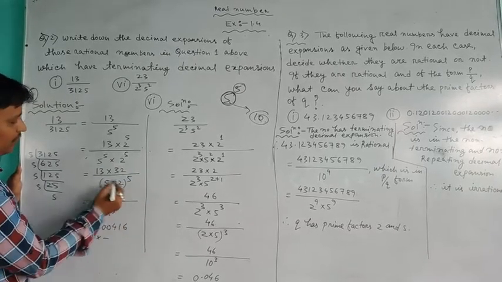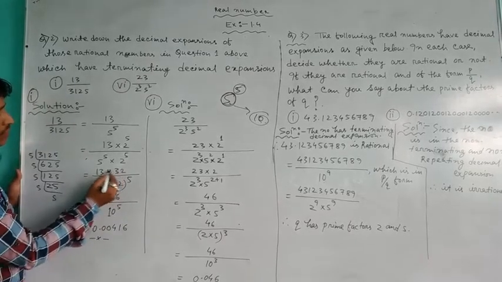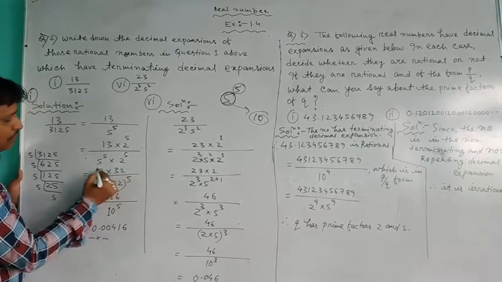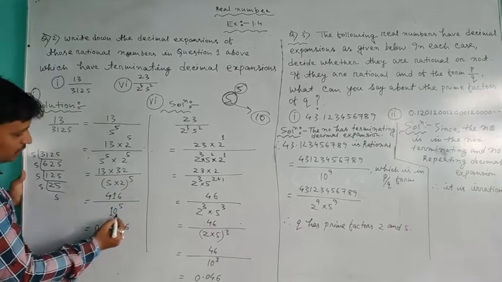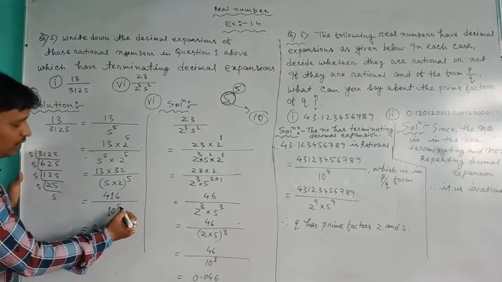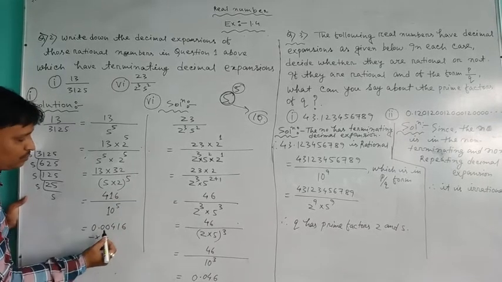So 5 into 2, 10, 10 to the power 5 you are getting. Now multiply: 2 to the power 5 equals 32. Then 32 into 13 equals 416. Multiply and find out. Then see, the 10 base power is 5. That means you have to give the point before 5 digits from the back side.